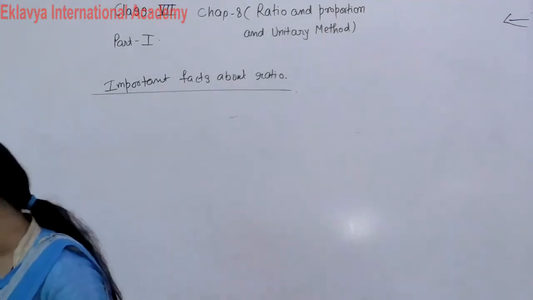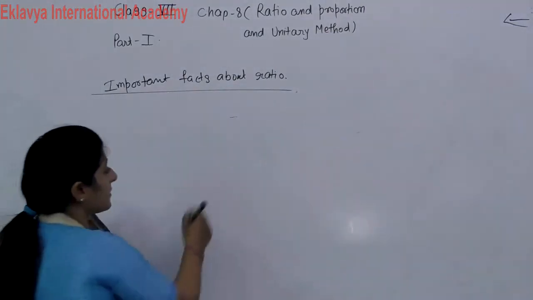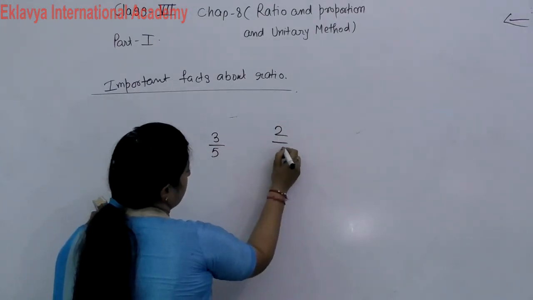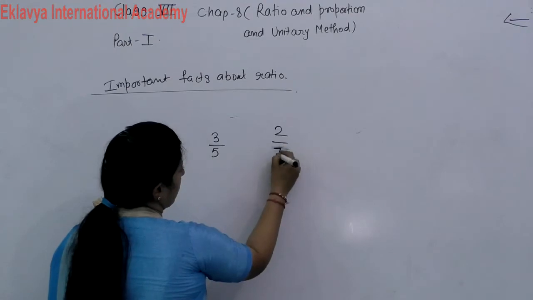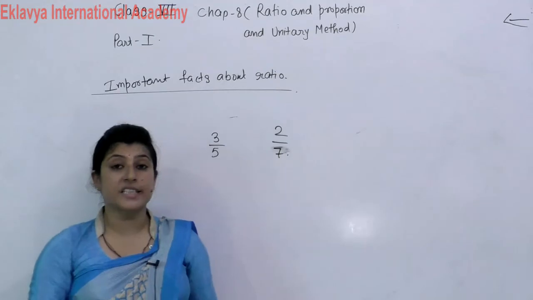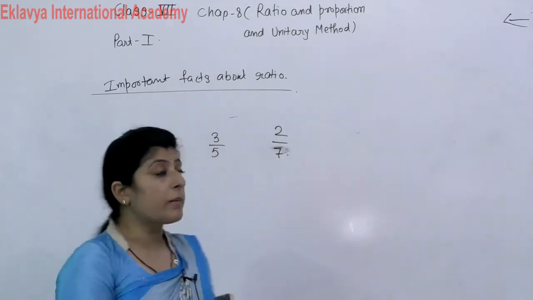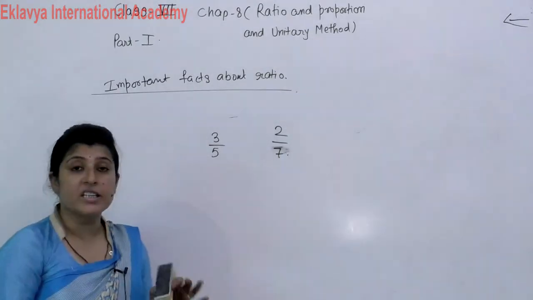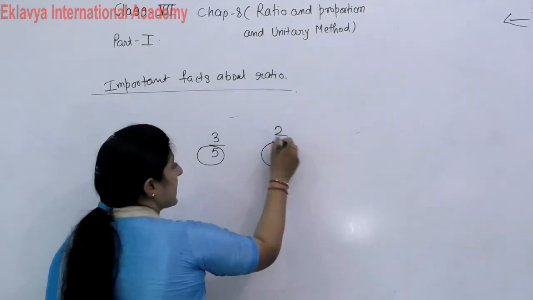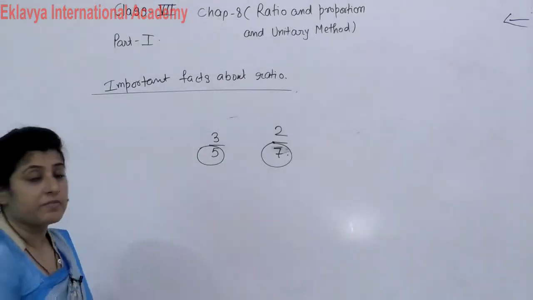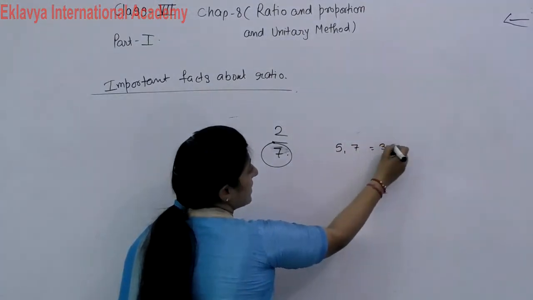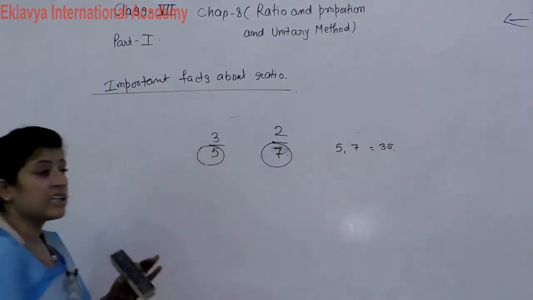Next fact, we can say, if we want to compare, suppose I want to compare these two ratios, which one is greater? If I want to compare, there are two methods. First method, firstly take the LCM of both denominators. So what is the LCM of both denominators? 5 and 7, the LCM is 35. Then make the denominators the same.